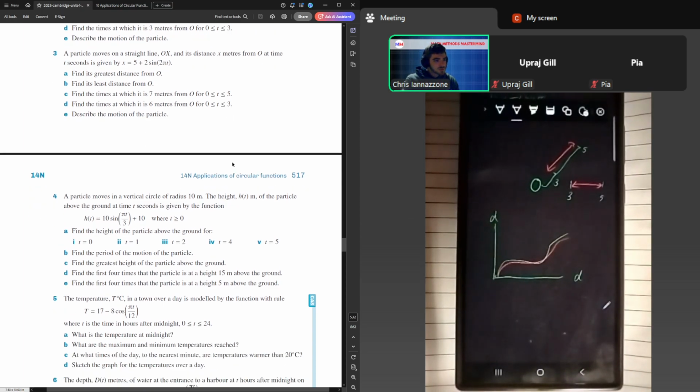Okay, so that'll set you up for question 3. Literally nothing has changed there. It's even the exact same motion, where in this case it'll be between 3 and 7 meters away from the origin. It'll go back and forth. Exact same thing.